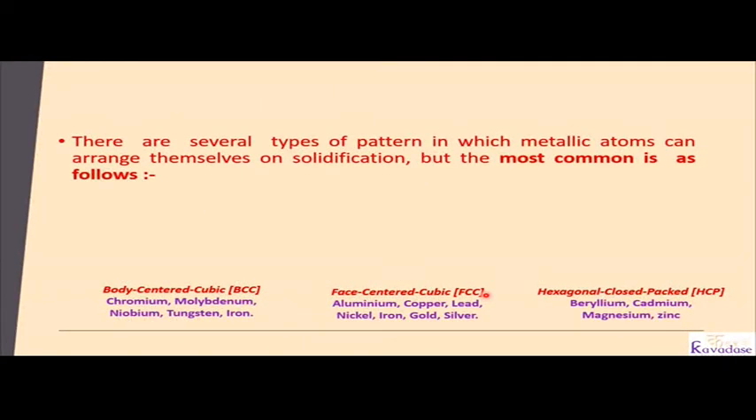Then there are several types of patterns in which metallic atoms can arrange themselves on solidification, but the most common are the body centered type of cells, then face centered cubic, then hexagonal closely packed type of unit cells. So this is the structure of the BCC unit cell. Examples of BCC structure metals are chromium, molybdenum, niobium, tungsten, and iron.